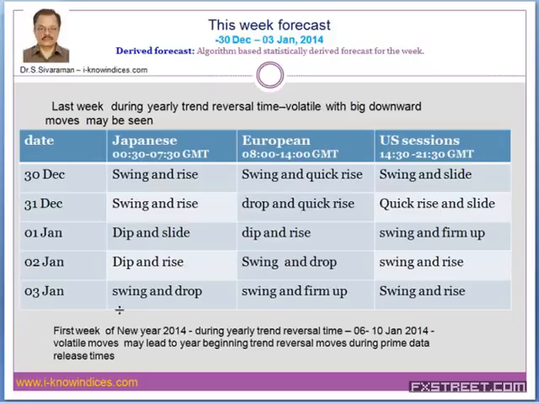Then on 3rd of January, swing and drop could be seen during the Japanese session, and swing and firm up could be seen during the European session, and swing and rise could be seen in the case of Euro and GBP on Friday. So this week, if you notice, not much data release is there, and in the week following, that is 6th to 10th, you come across the prime data release, like the interest rate decisions and non-farm payroll, etc. So the players are expected to make further volatile moves during that particular time frame, 6th to 10th.